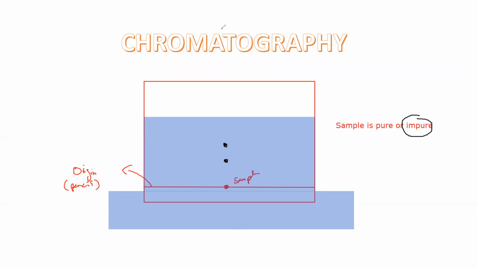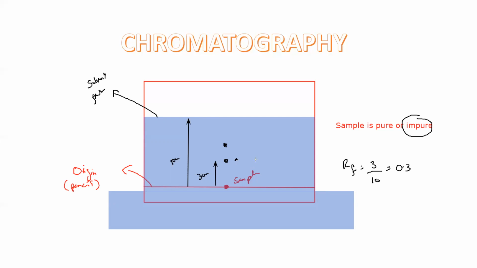And we can measure the RF value. What is the RF value? It is the distance moved by the spot from the origin divided by the distance moved by the solvent front. The last point where the solvent rises is known as the solvent front. So for example, if this is 3 centimeters and this was 10 centimeters, for spot A, what is the RF value? Distance moved by the spot divided by distance moved by the solvent front. So it will be 0.3, the RF value for the first spot.